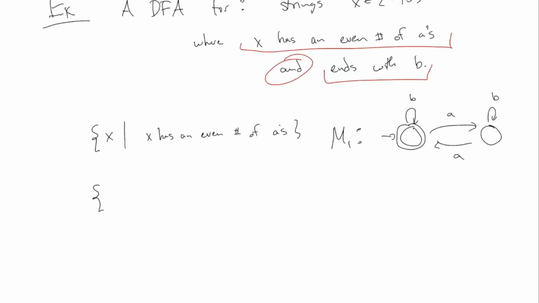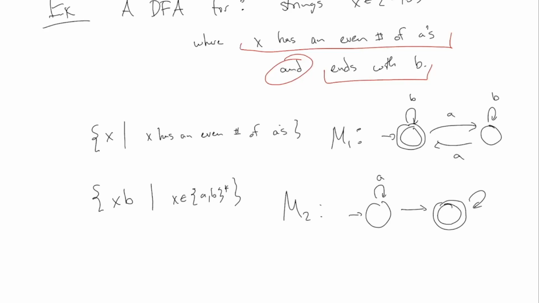So I should make a DFA for that one also. This one I could write like this: xb, where x is anything in {a,b}*. So this says any string that looks like something followed by a b. And we can similarly make a simple DFA for that. This I will call M2. And this one also I can do in two states. So it's going to look like, I thought this through before coming today.